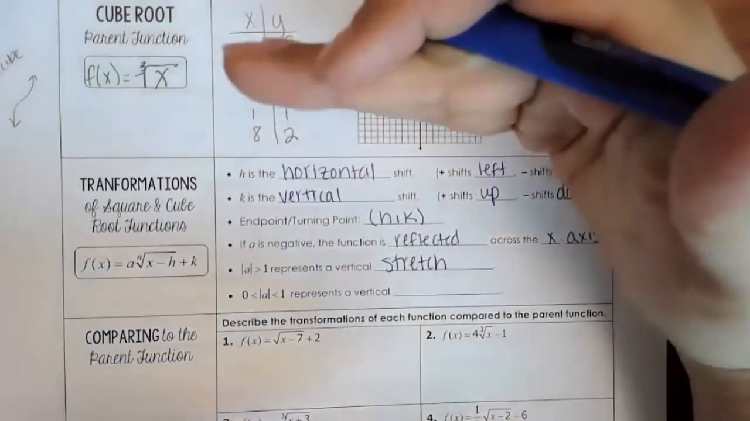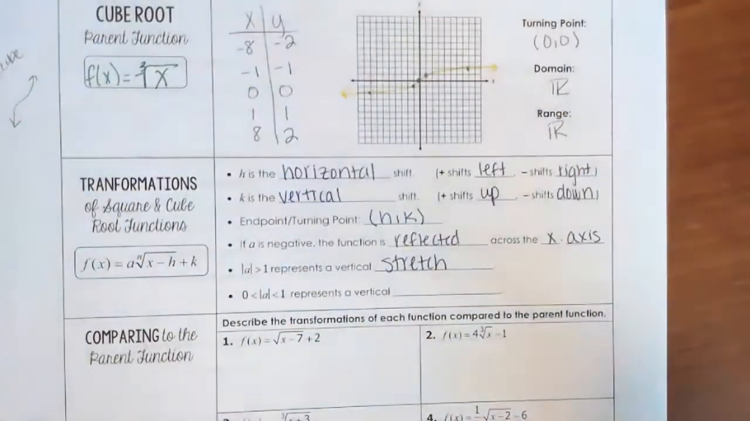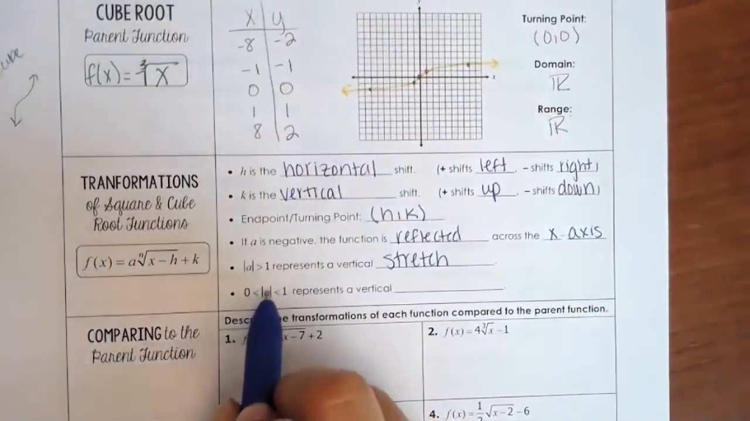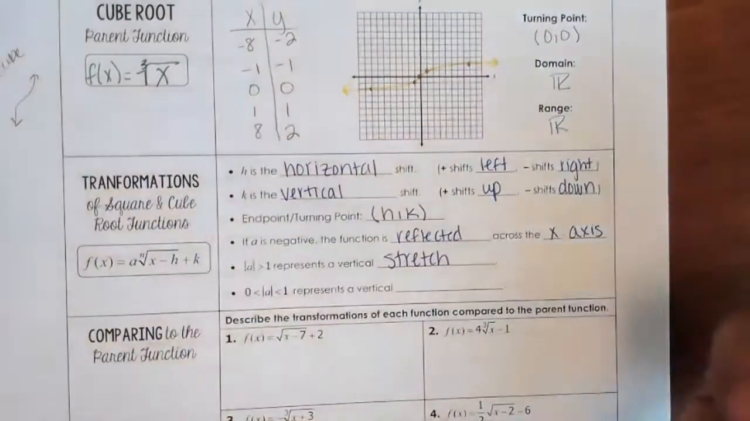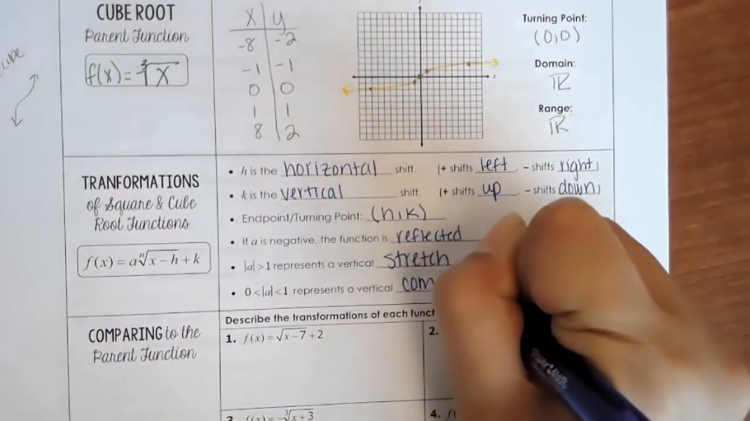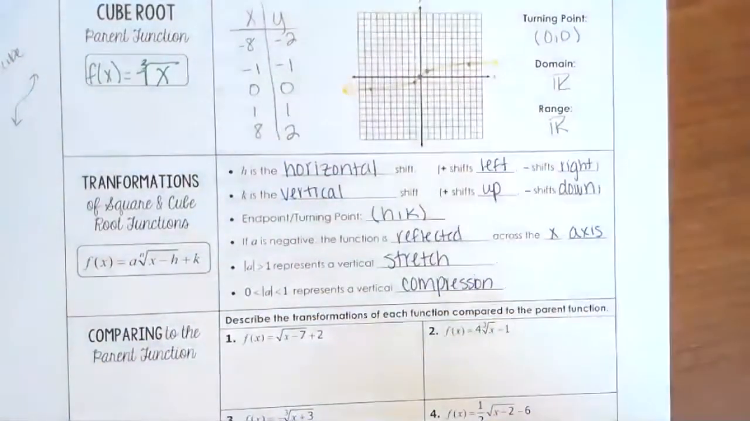So your function is going to stretch out vertically. But if your A is a value between 0 and 1, it's a compression. And a compression is going to shrink you down.